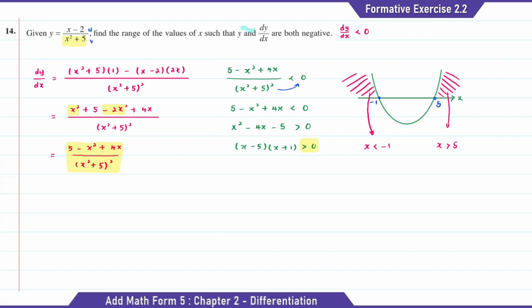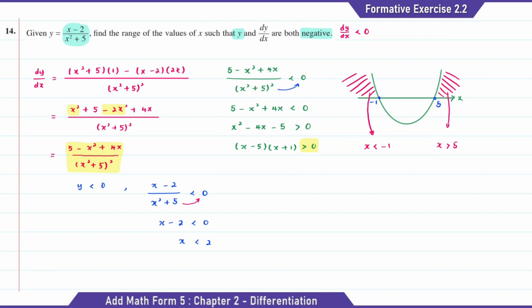Here we have another condition, that y is also negative, which means y is less than 0. Therefore, this part here is less than 0. To solve this, move x squared plus 5 to the right hand side. Then we're going to get x minus 2 less than 0. x is less than 2.